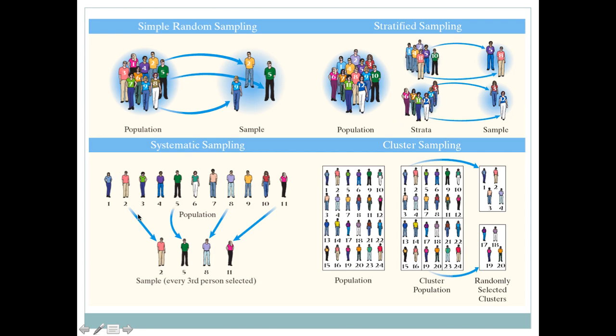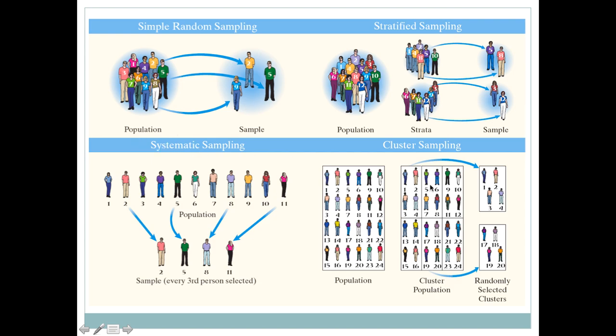Systematic sampling, you can see every 3rd person was selected, starting with the 2nd person. So basically we had people in a line, and we took the 2nd person, and then we skipped 2 people, took the 3rd person, skipped 2 people, took that next person, skipped 2 people, next person. So this kind of has a system involved.